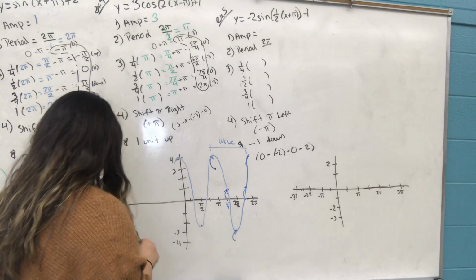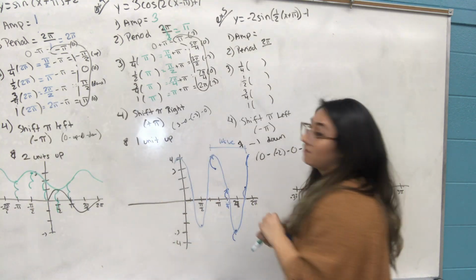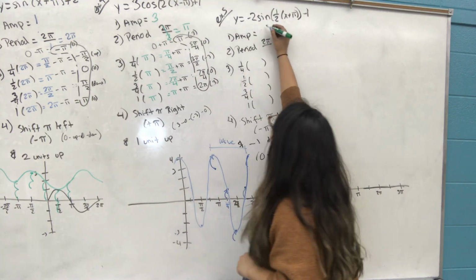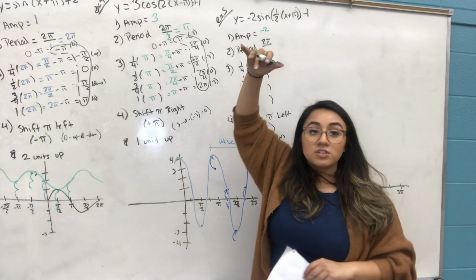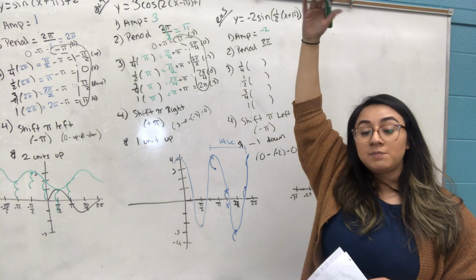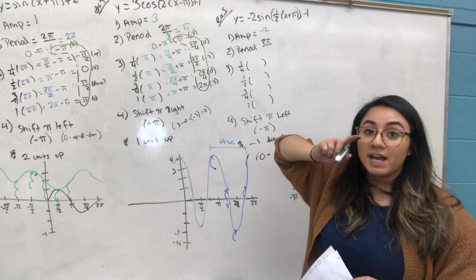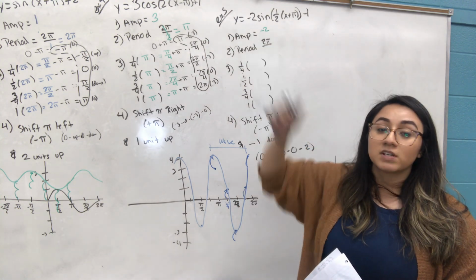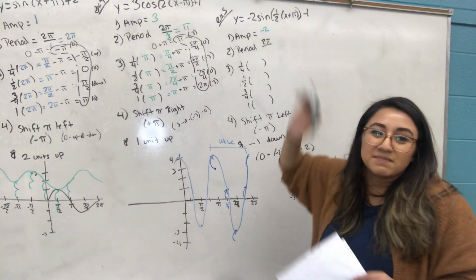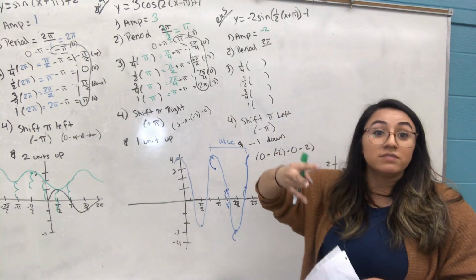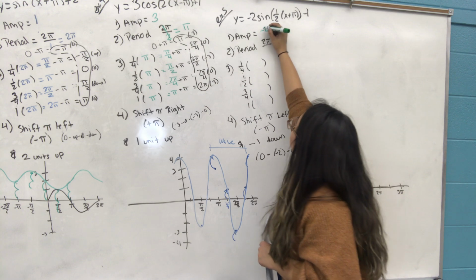Now, grab my green one, find your amplitude. So your amplitude here is -2. So whenever you have a negative in front of your graph, instead of starting on the top, you're starting on the bottom. So for sine, instead of going 0 up, 0 down, you're gonna go 0 down, 0 up. Cosine, well, this is sine. So you're gonna go 0 down, 0 up. So it's going to change it. It's going to be an inverse graph. So my amplitude is -2.